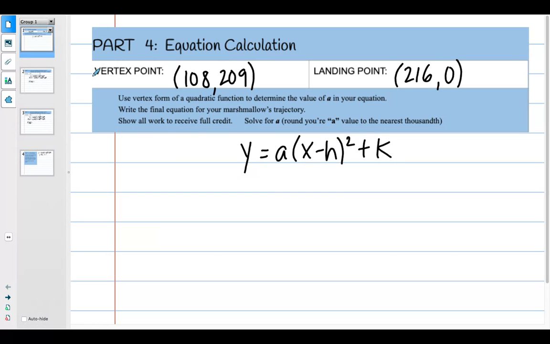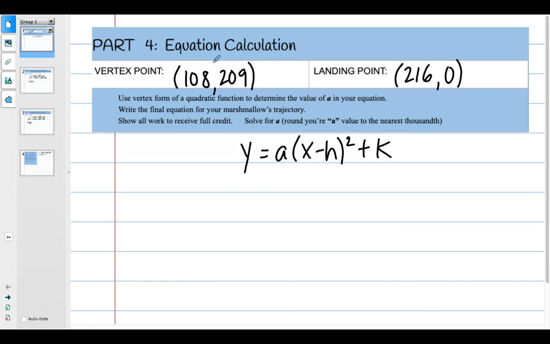So from the last Edpuzzle we did, hopefully we determined the vertex point was the point (108, 209). And hopefully we determined that the landing point was (216, 0). Our goal for this is to use the vertex form of our quadratic function and find our a value. When we get our a value, we're going to round it to the nearest thousandths.